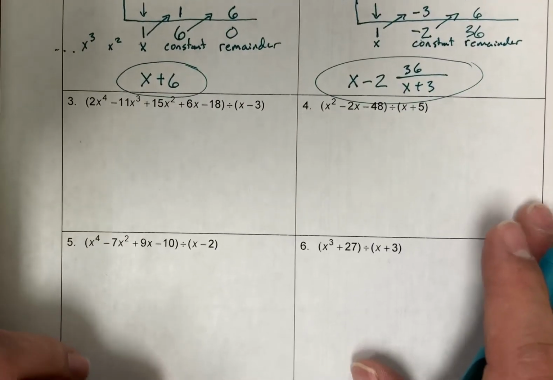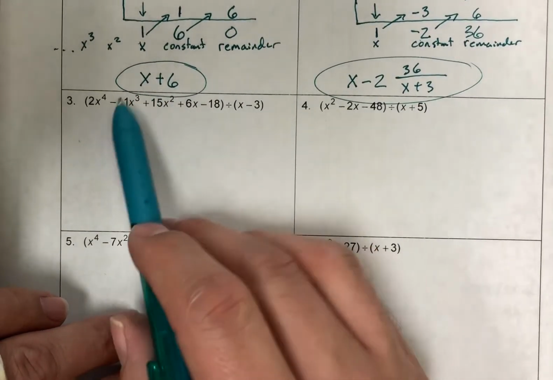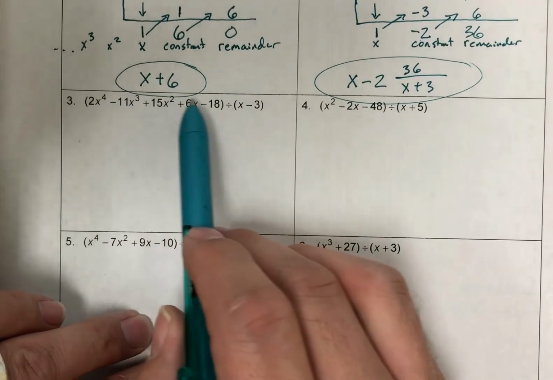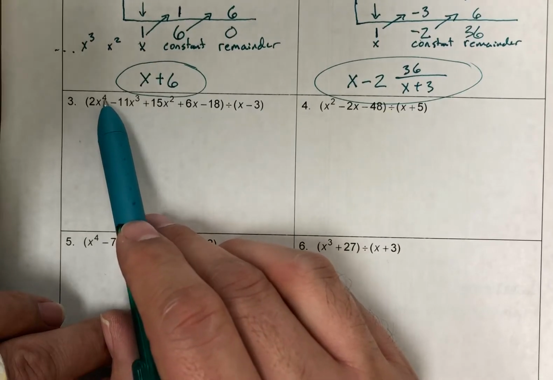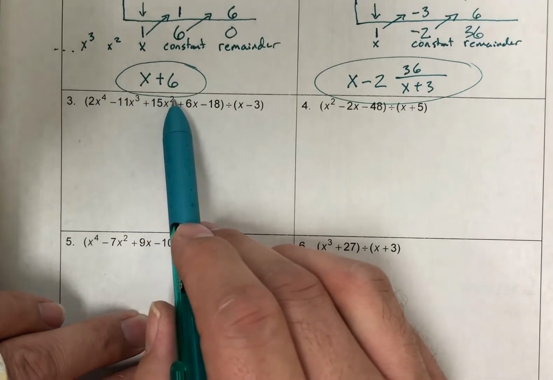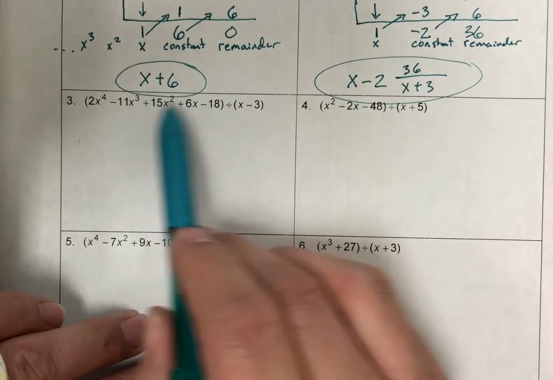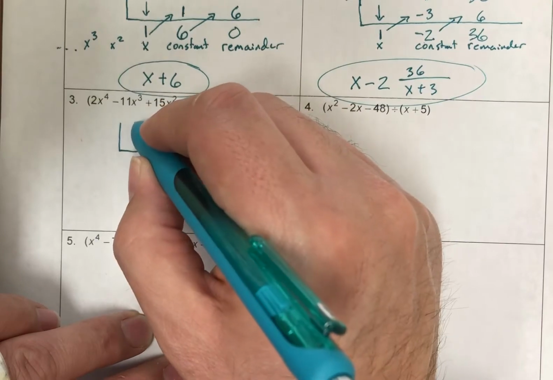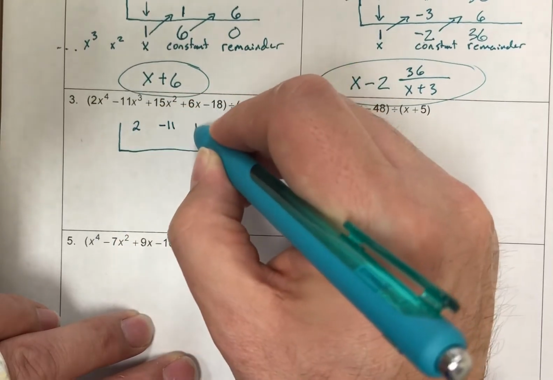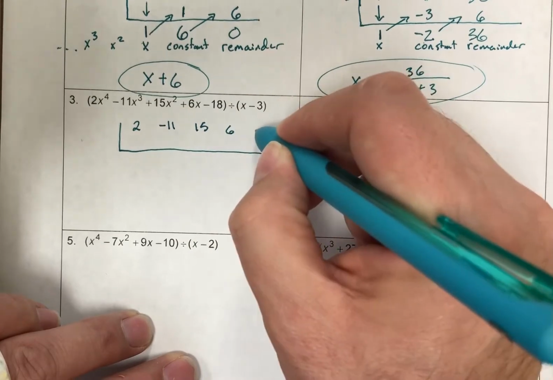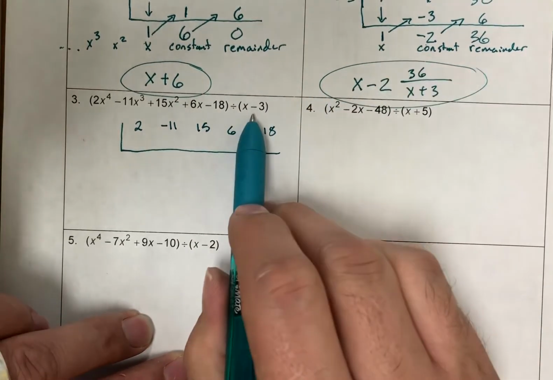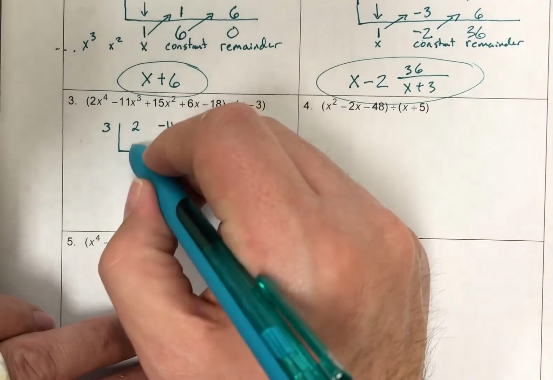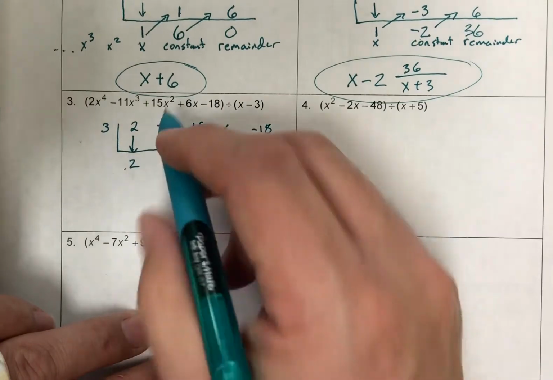Okay, so let's move on. This time this is a little bit longer. Again, same process. Always check, that's the one thing, that our polynomial is in order and it's not missing anything. So this has an exponent of 4, 3, 2, 1, and then none, so it's not missing anything. So we can go ahead with this problem. All coefficients 2, -11, 15, 6, -18. And then the number that goes outside is a +3. We drop down the 2. 3 times 2 is 6.